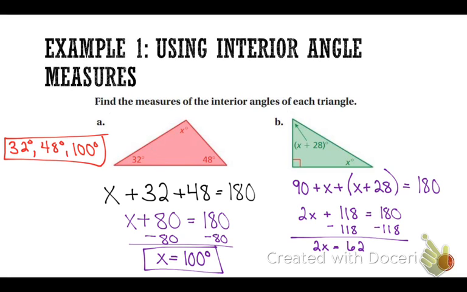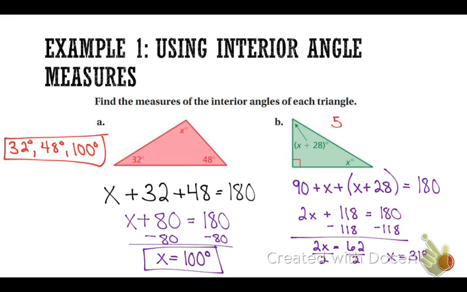Yep, divide both sides by 2. And x equals 31 degrees. But that is not my answer. Remember what we did once we solved for x on the last problem. We now have to go back and say, these are the angle measurements of this triangle. So what did that red box mean?